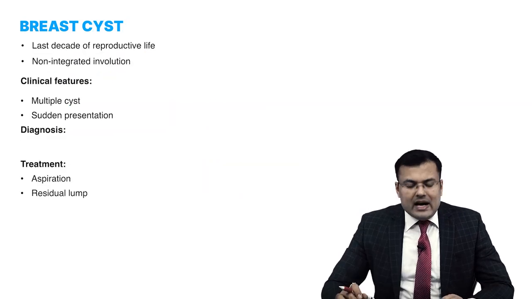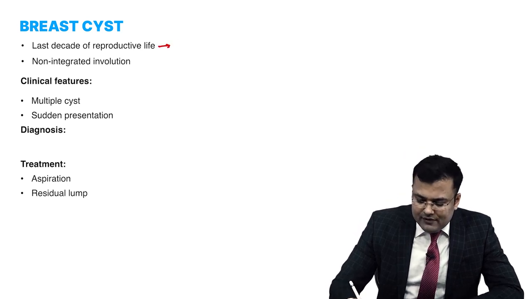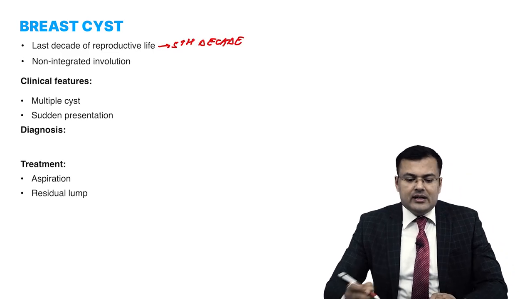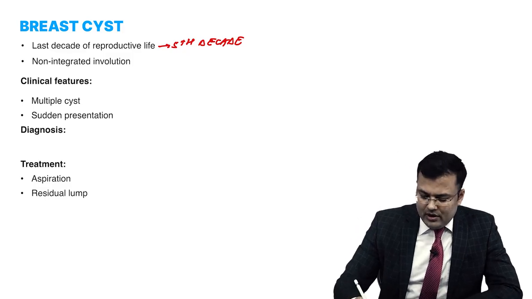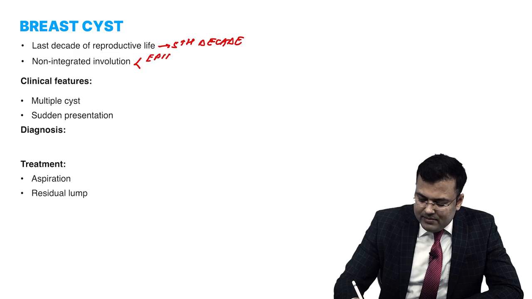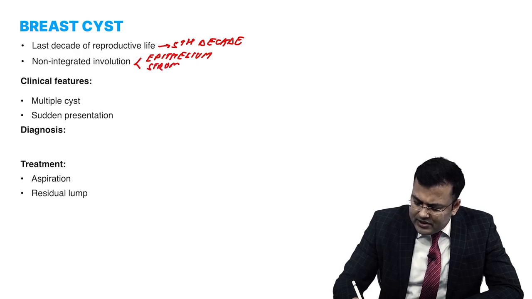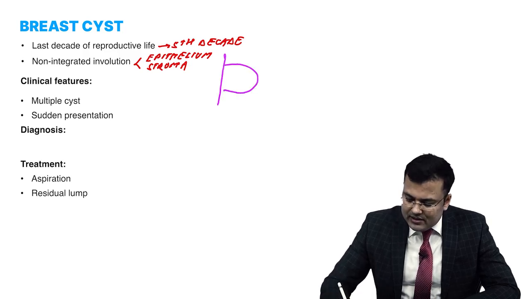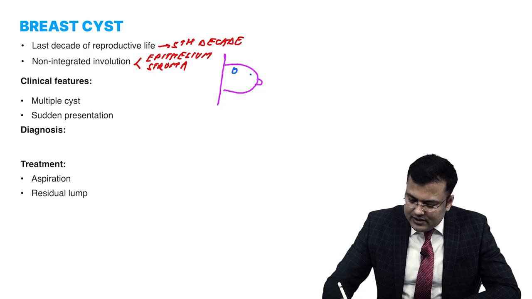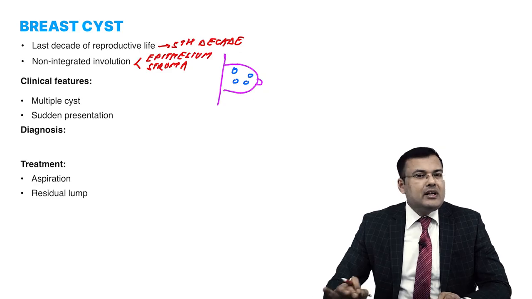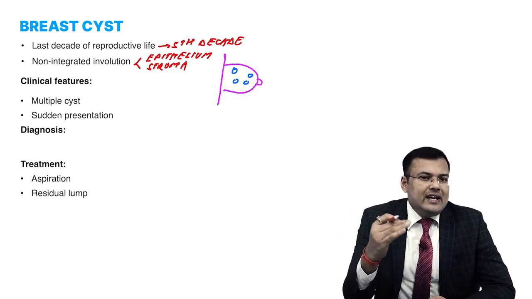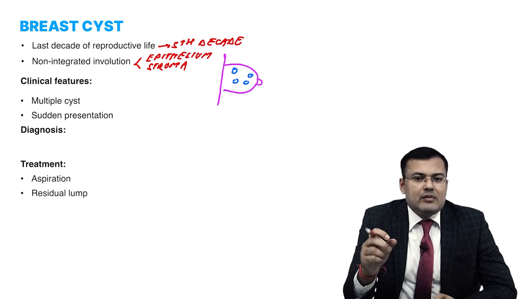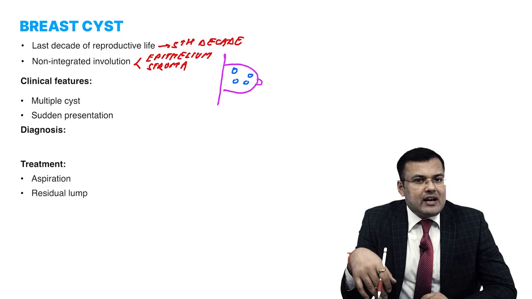Now see, during the last decade of reproductive life, usually the 5th decade, what is the problem? There is non-integrated involution of epithelium and stroma. What's the big problem? These patients have breast cysts, and they have multiple cysts. So in the breast you are going to see multiple cysts, because of non-integrated involution of epithelium and stroma in the 5th decade.